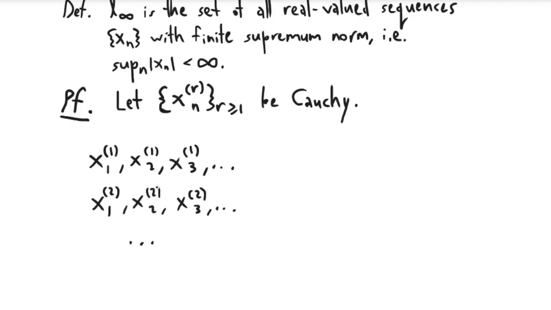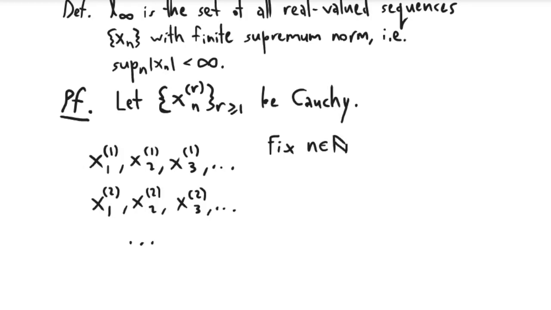So what we want to do is produce a candidate for a limit, because we have this sequence of sequences. We want to show that it has a limit in the sup norm, and we also want to show that that limit is in L infinity. So these are our two goals.